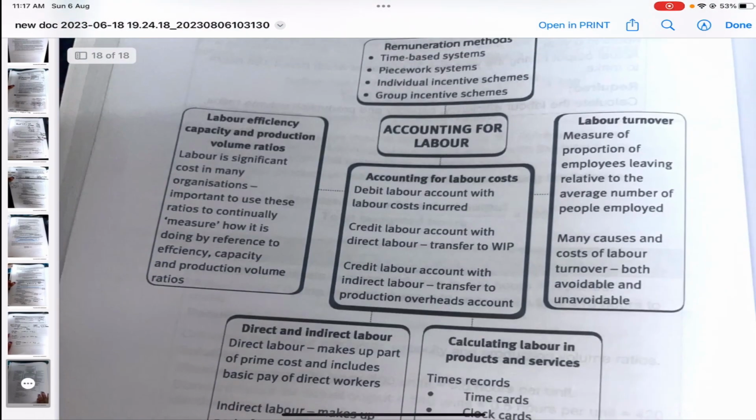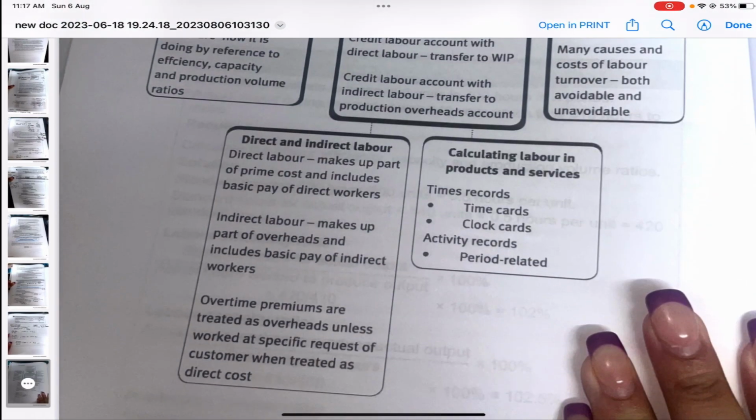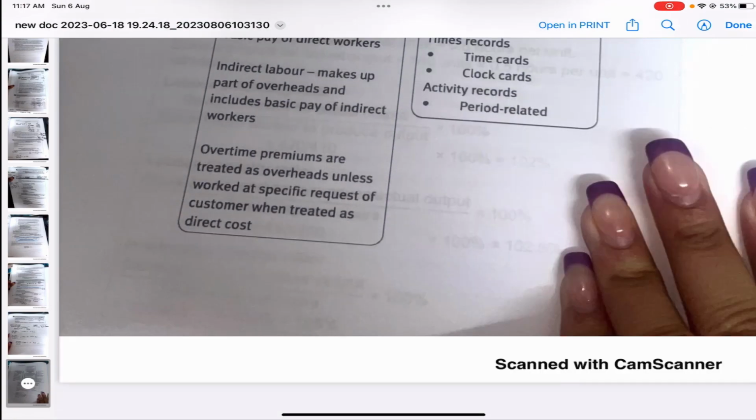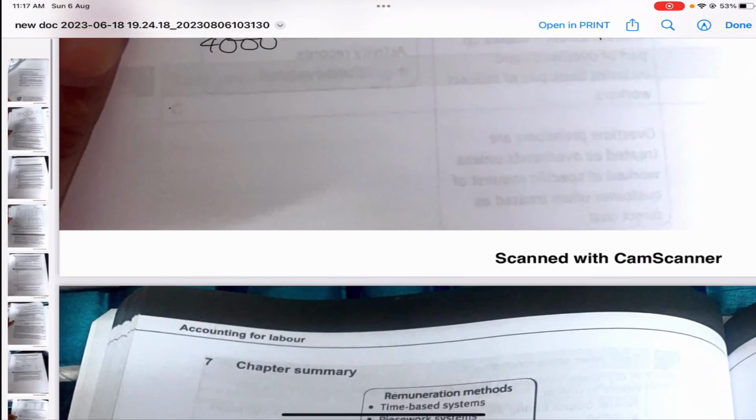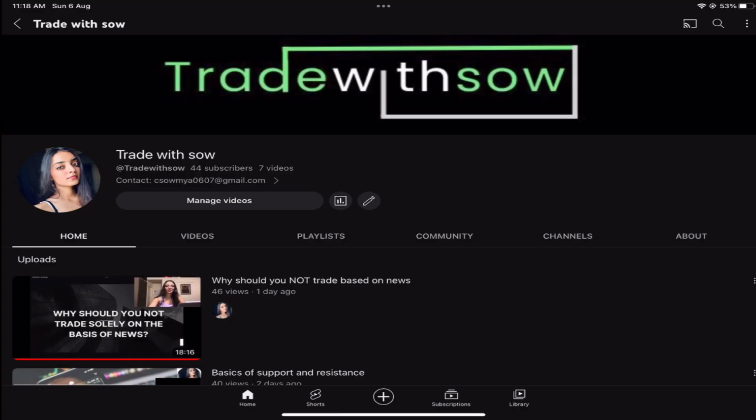So that's it. We are done with this chapter. Make sure to revise it and make sure to have a formula book where you are noting down all the formulas.